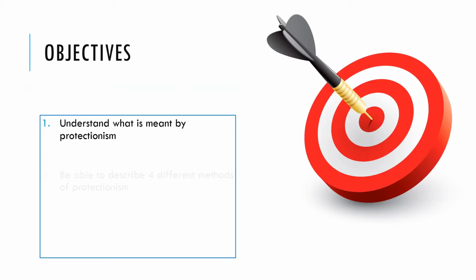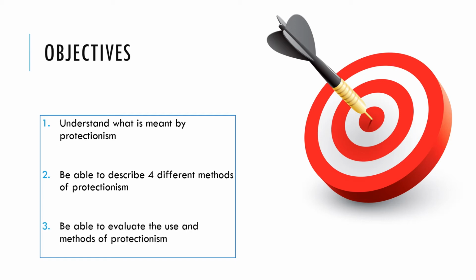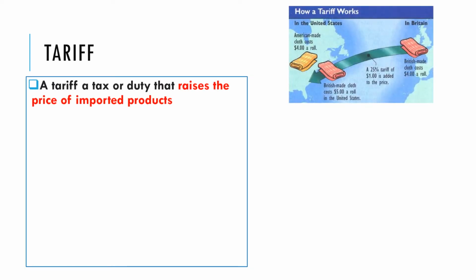So we've looked at what is meant by protectionism. Now we're going to look at the 4 different ways that countries can do it, and then a bit of evaluation. So the first way in which a country can try and restrict the level of imports is through a tariff. And a tariff is a tax, or sometimes called a duty, that raises the price of imported products.